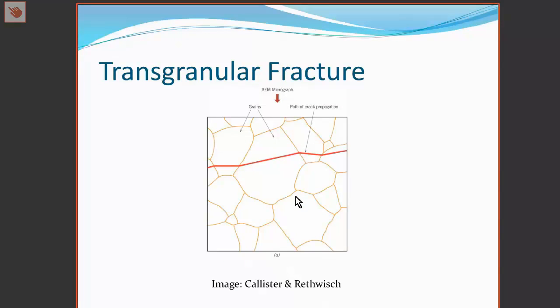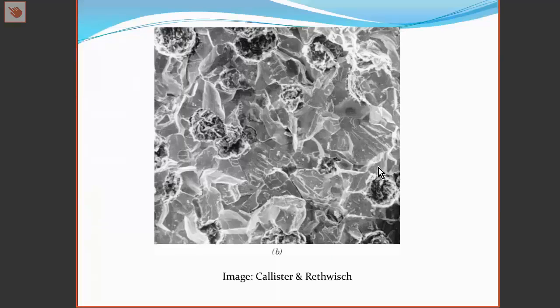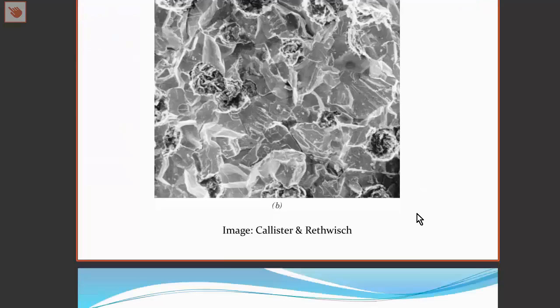In polycrystalline materials, the fracture can be transgranular, meaning the crack goes through the grains, which will result in a smooth fracture surface. And here we see a smooth fracture surface from a transgranular fracture. I should have put the scale on there.